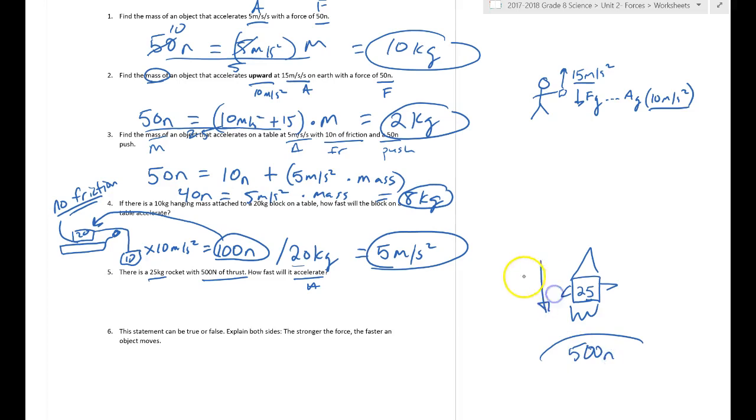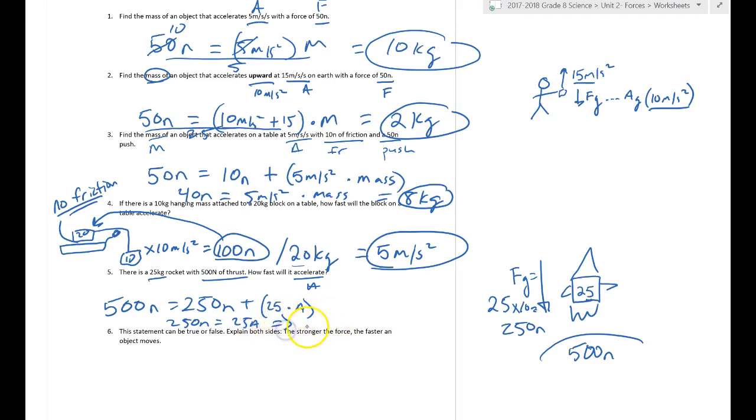The downward force of gravity, F of g, is going to be equal to 25 kilograms times 10 meters per second squared equals 250 newtons. So the thrust, 500 newtons, is equal to 250 newtons plus the mass of the object times its acceleration. Subtract 250 from both sides, you've got 250 newtons equals 25A. Divide both sides by 25 and you get 10 meters per second squared.